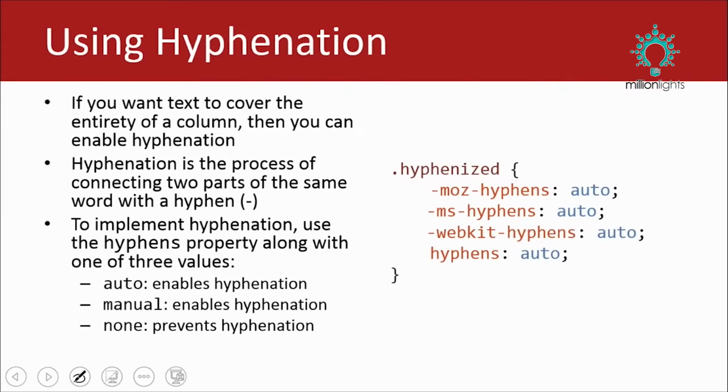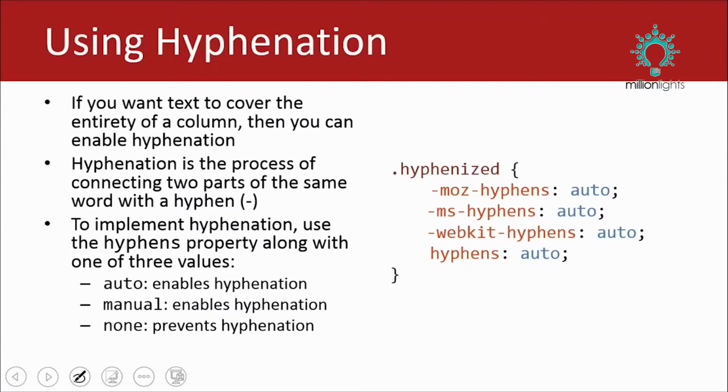All right, so let's take a look at how we would use hyphenation, and then we'll get on to a demo here. When you're using columns, you want the text to cover the entirety of a column versus having words wrap around to the next line, right? If you want that to be the case, then you can enable hyphenation. Hyphenation is simply the process of using a hyphen, connecting two parts of the same word based on their syllables, right? To implement hyphenation, you just use the hyphens property along with three different values: auto, manual, or none. Auto and manual will enable hyphenation, and none would prevent it, right?